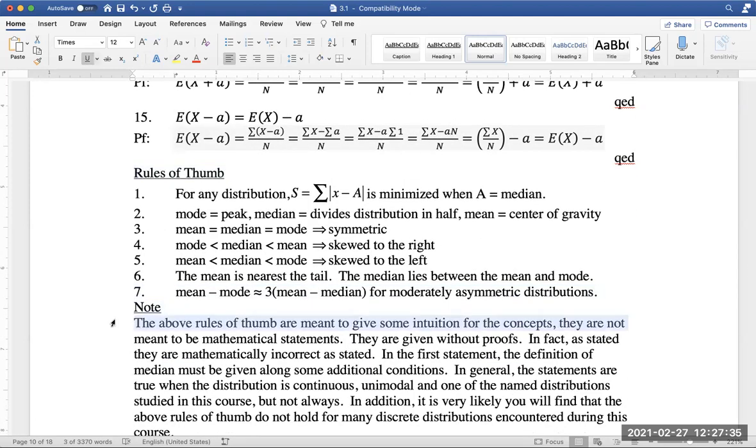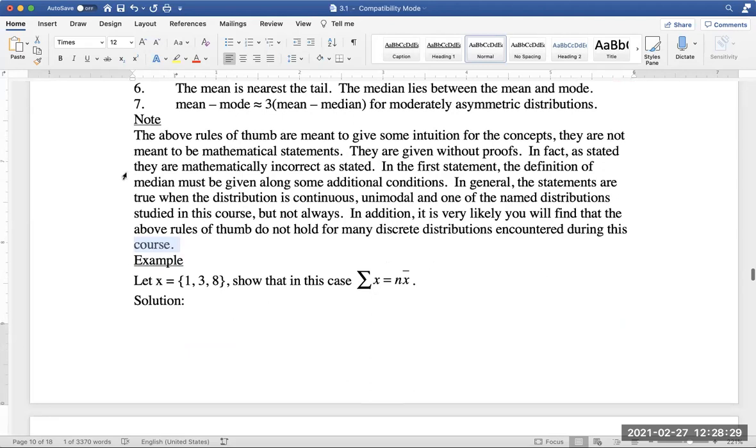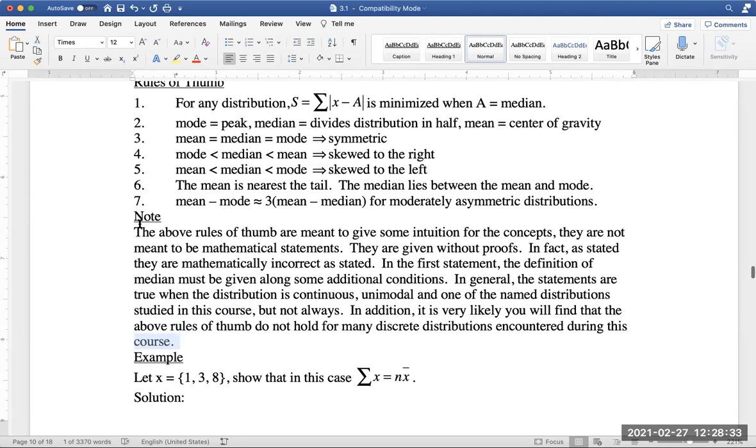Note, why do they call these rules of thumb? The above rules of thumb are meant to give some intuition for concepts. They are not meant to be mathematical statements. They are given without proofs. In fact, as stated, they are mathematically incorrect. These are not precise mathematical statements. For the first statement, the definition of median must be given along with some additional conditions. In general, the statements are true when the distribution is continuous, unimodal, and one of the named distributions in this course, but not always. Very likely you'll find that the above rules of thumb do not hold for many of the discrete distributions that we'll be encountering in this course. So it's meant to give you an idea. It's not really meant to be mathematically precise.